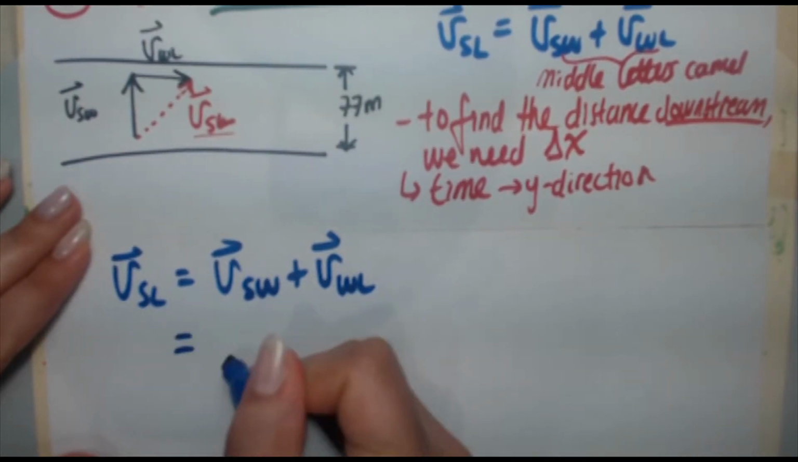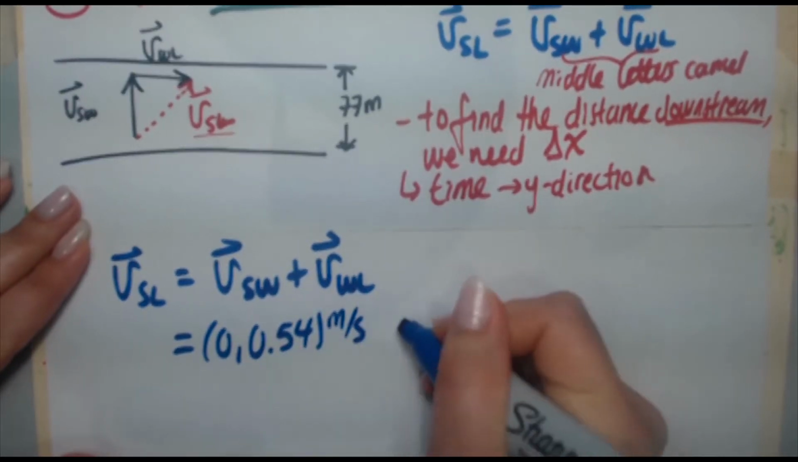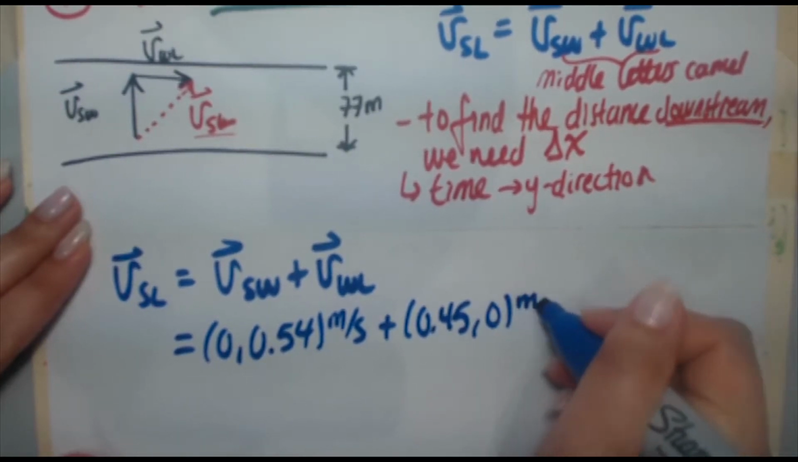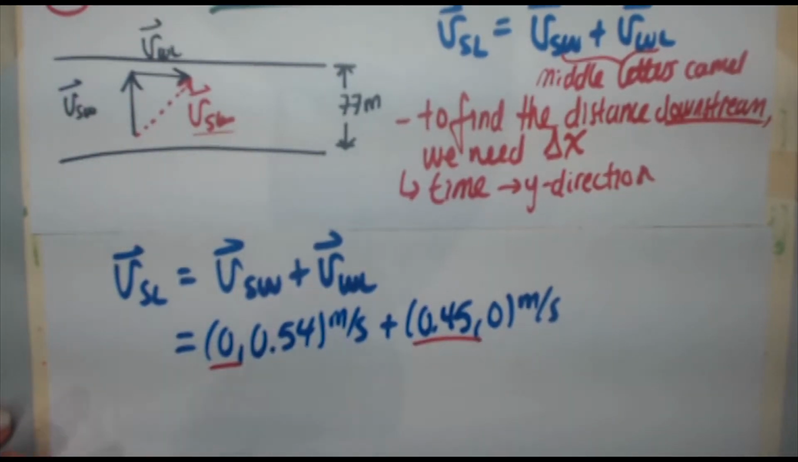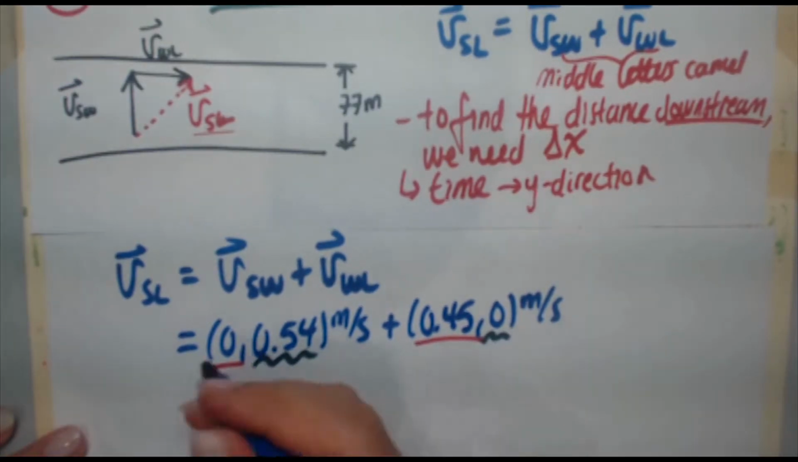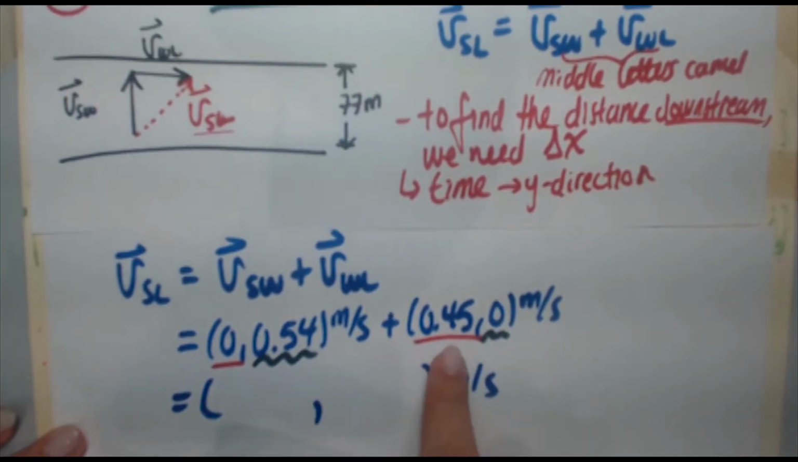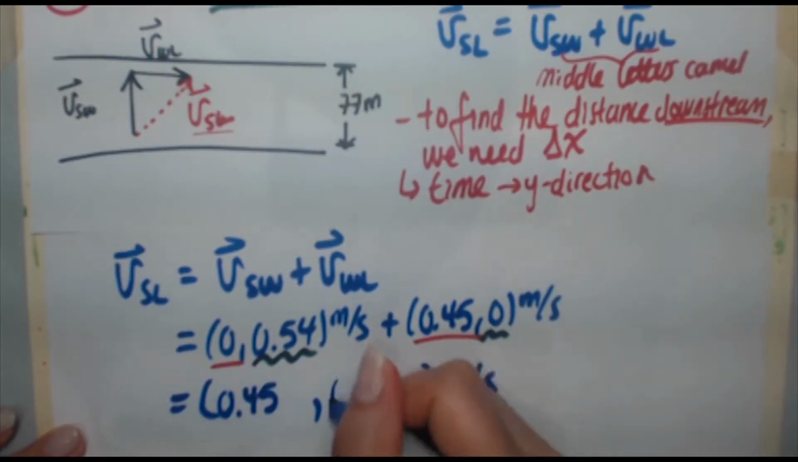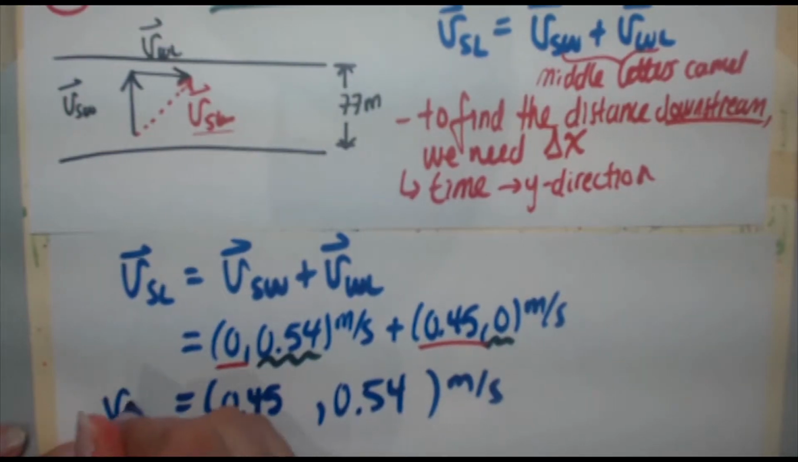Okay, so VSW we found to be 0.54 meters per second, plus VWL, that's 0.45 meters per second. And as we do with any other problem, you combine the x values together and you combine the y values together, because your final answer is going to have an x and a y component. So the x components added together, 0 plus 0.45, is just 0.45. And the y components, 0.54 plus 0, is just 0.54. So that's pretty straightforward there. Okay, and that's meters per second.